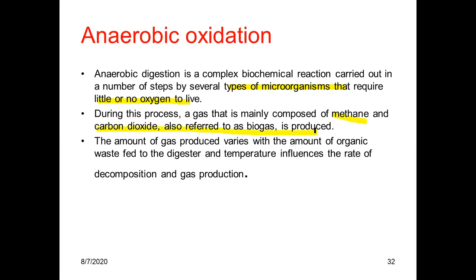From biological anaerobic digestion, methane and carbon dioxide is produced. This is called the biogas. The amount of gas produced varies with the amount of organic waste fed to the digester, and temperature influences the rate of decomposition and gas production.